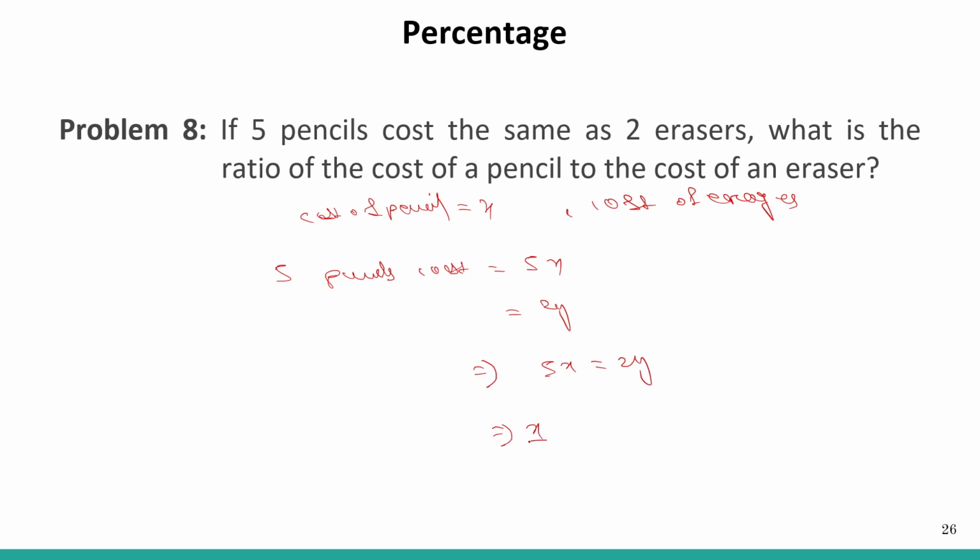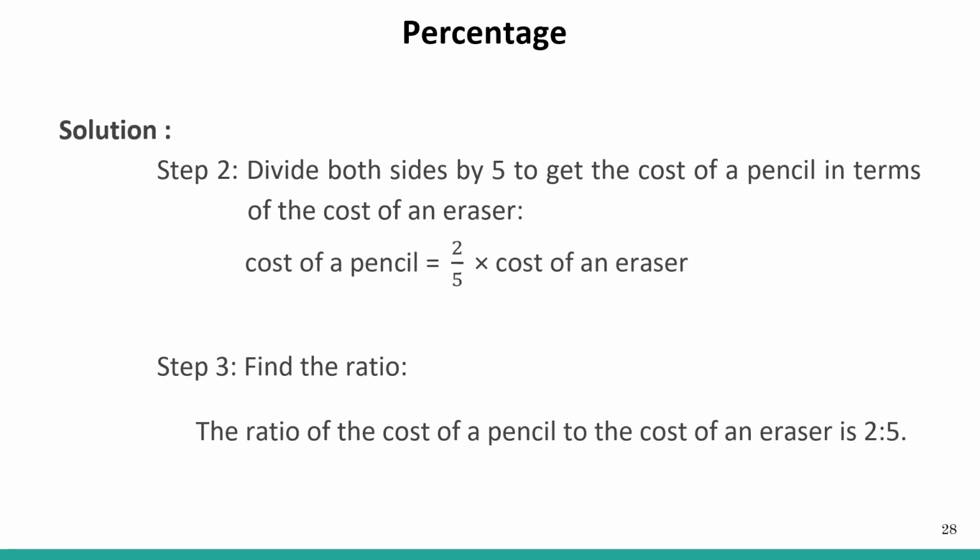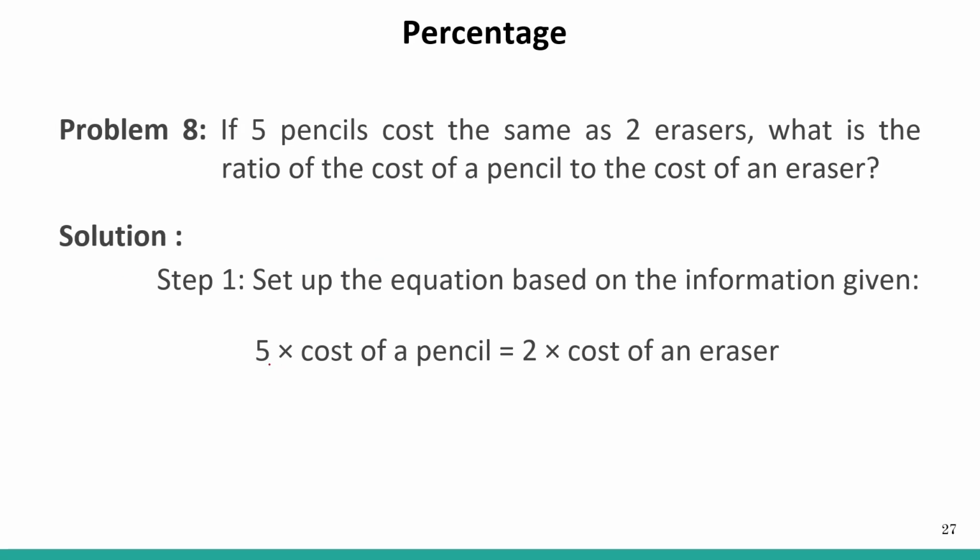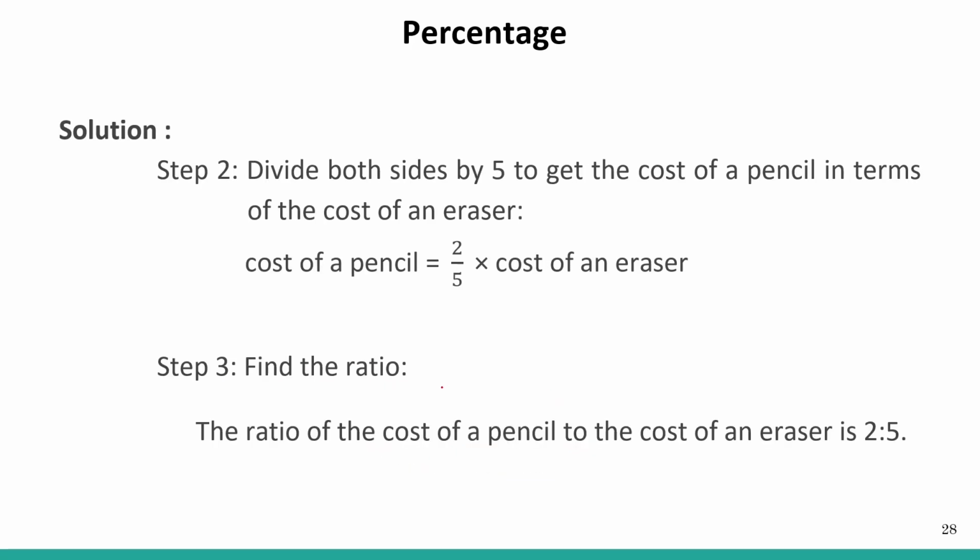So this implies that x by y is equal to what? 2 by 5. So the ratio of the cost of a pencil to the cost of an eraser, x is to y, will be 2 is to 5. So answer will be 2 is to 5. So here 5 into cost of a pencil is equal to 2 into cost of an eraser. So cost of pencil by cost of eraser is equal to 2 by 5. So this is the correct answer.